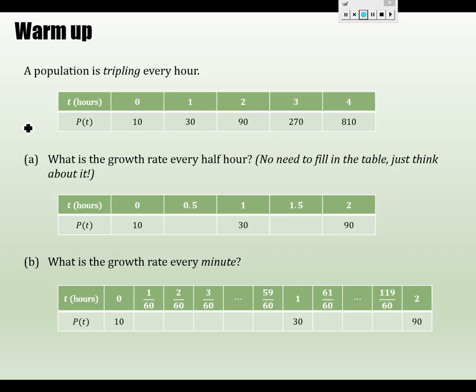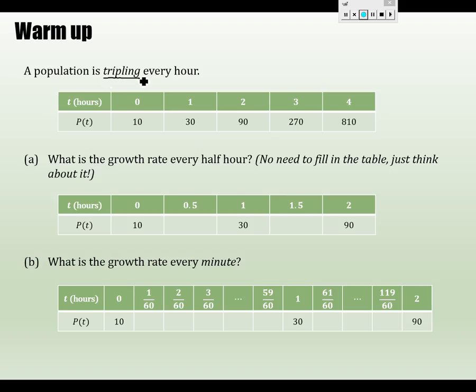And one task that was really interesting on that was this idea that we could not just express what the growth rate was every hour, which was, I think, doubling, right? It was times 2 each hour. But we asked you an even deeper question. We asked you, what's it doing every half hour? What's the multiplier? Or what's the growth factor, you might say? And so that's very similar to what we're doing here.